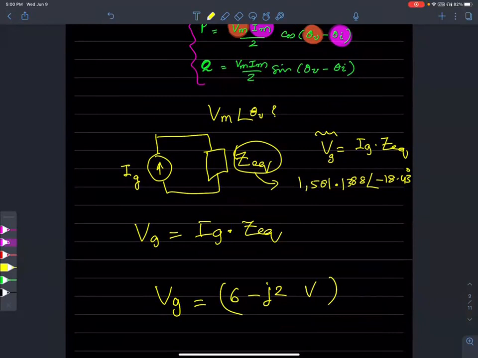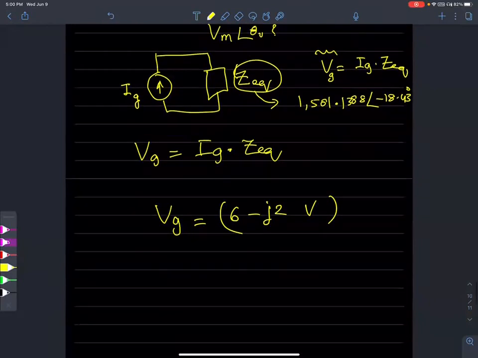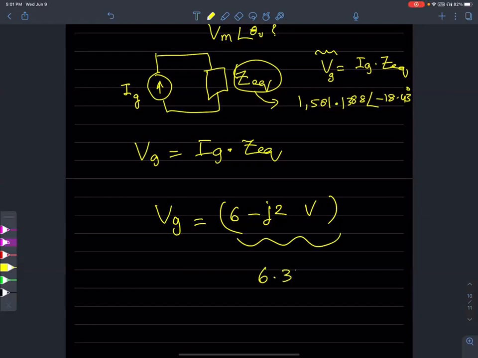So what you can do is find the average power. You can write this in polar form, and it's going to be 6.3246 angle negative 18.43 degrees.